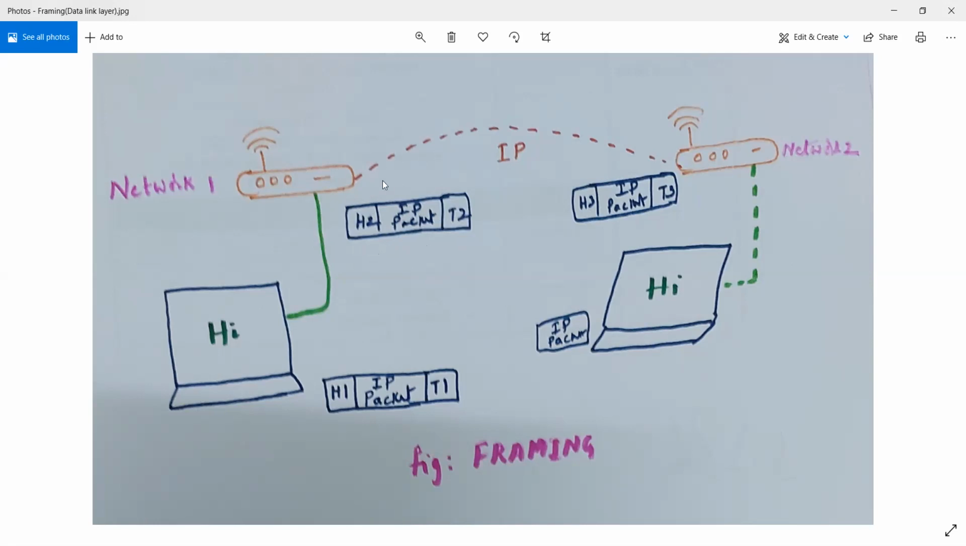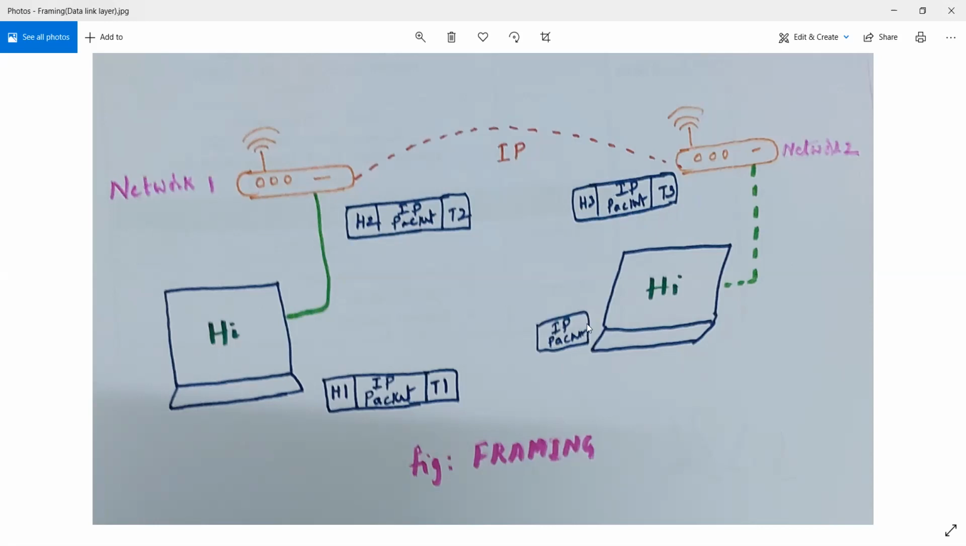Now this frame travels through the satellite link and reaches router 3. At router 3, again it decapsulates the IP packet, and again it adds headers and trailers to this IP packet. Why? Because now the sender is router R3 and the receiver is the laptop. So here we have H3, the IP packet, and T3.